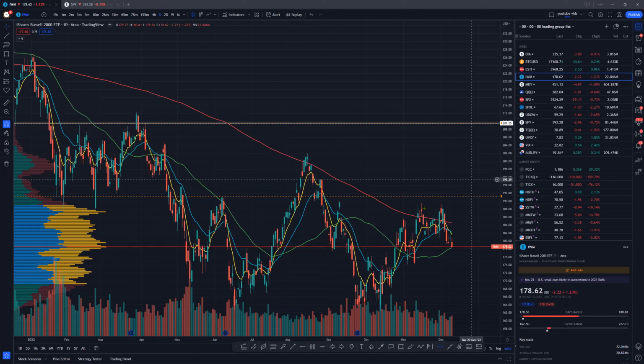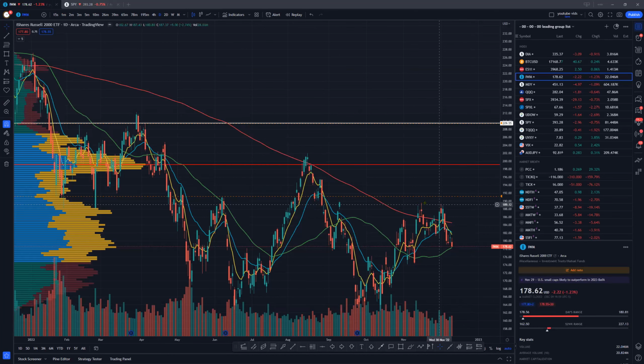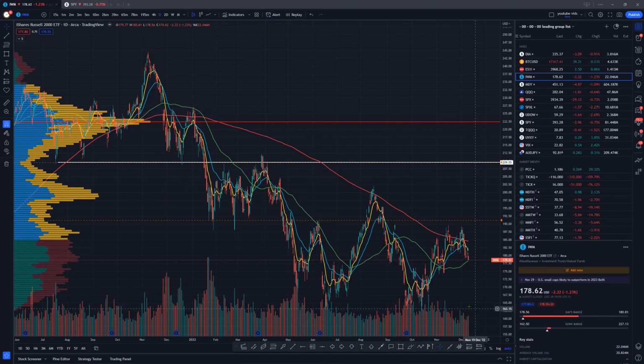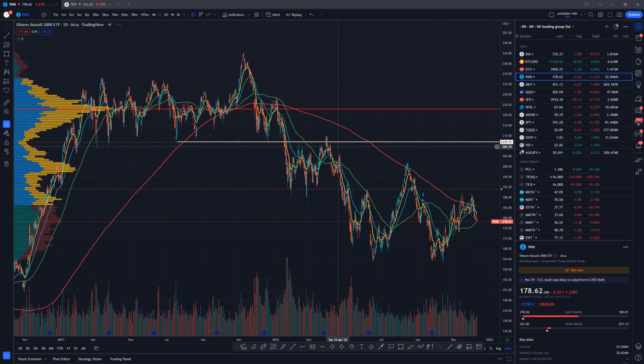IWM created like a multiple top over here. It got rejected. It is kind of like a cup and handle. So if it breaks below this, it's no longer valid. And then you can come all the way back down to here, right? So we did have this double bottom bounce. That was the key resistance right here to break to go to the next level up. It couldn't do it, so it's coming right back down, and still in a very defined downtrend.